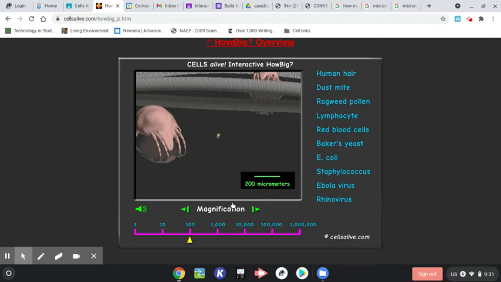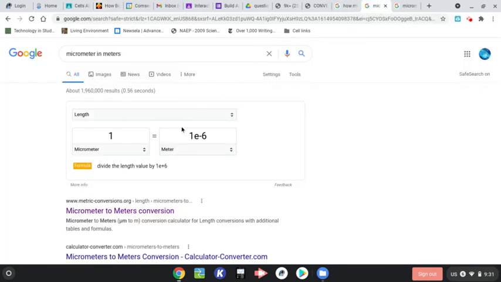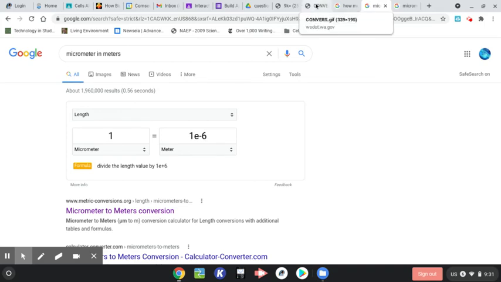Now as we go to 100 times magnification, we have to divide that by what we're looking at, and we get to 200 micrometers. So now this length represents 200 micrometers. And to understand what a micrometer is, a micrometer is 10 to the negative 6.